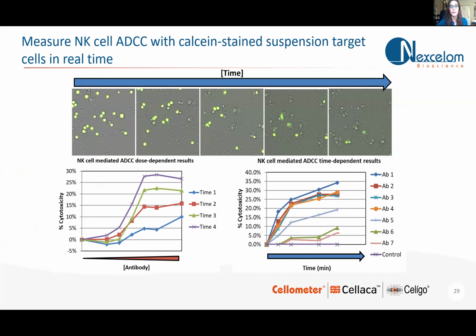So utilizing this approach, again, you can screen a variety of different test antibodies, both in a dose-dependent manner in the first figure on the bottom left, or as a time-dependent manner, as you see in the bottom right figure. And then, of course, the images there, you can see over time a distinct loss of number of green cells, which indicates a loss of viability.